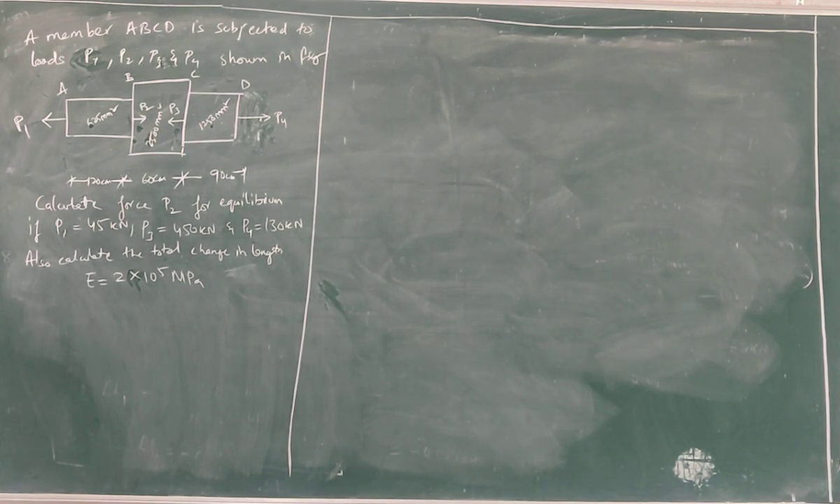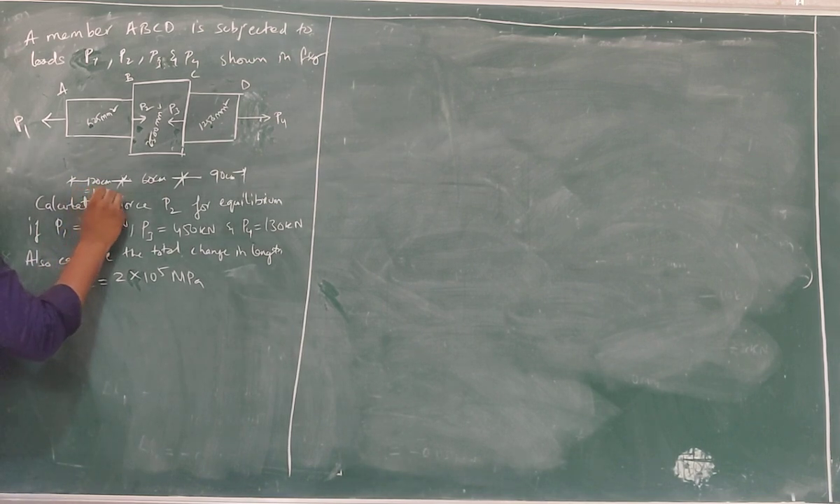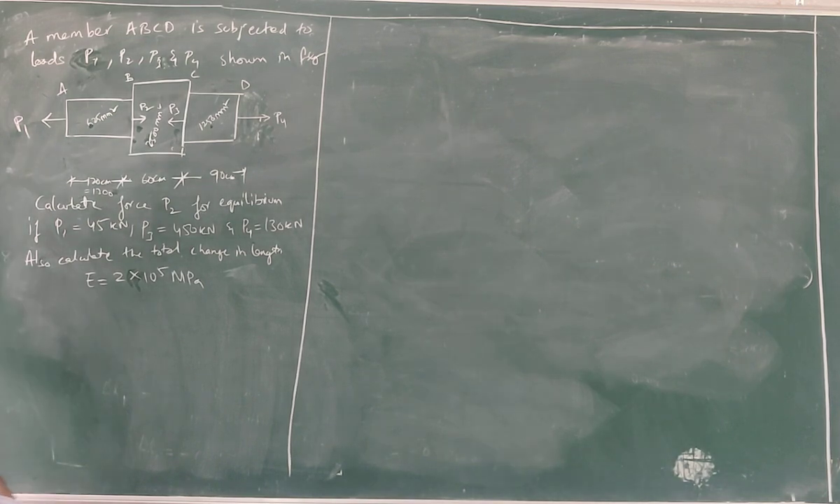Okay. Any change in units required? This length should be changed to millimeters, we'll do it when we are solving the problem. This is directly equal to 1200 millimeters. This is 600 and this is 900. Okay. Now calculation of force P2 first.